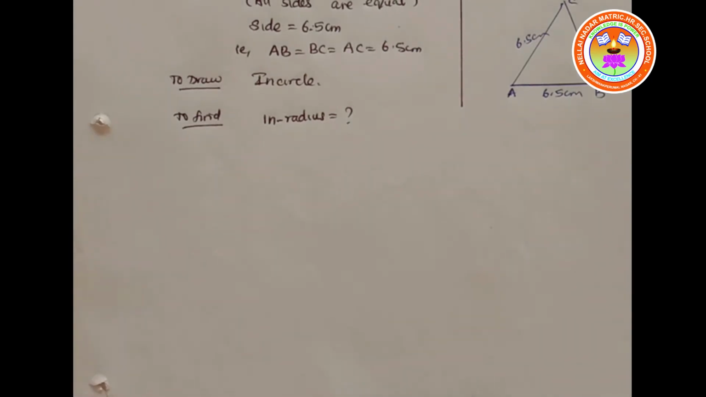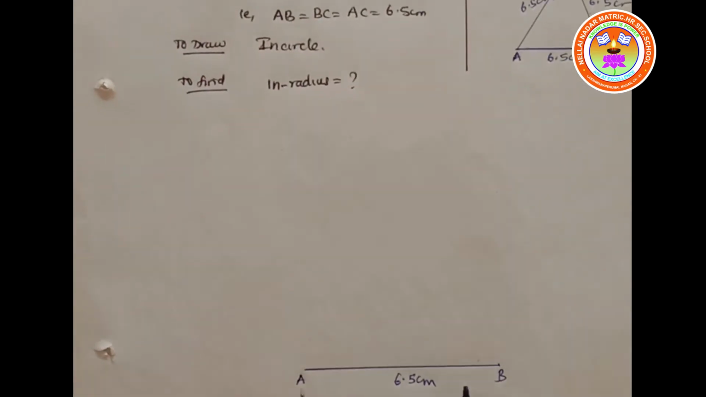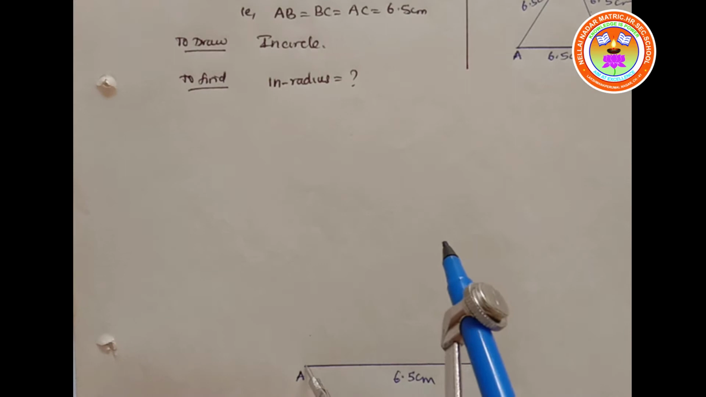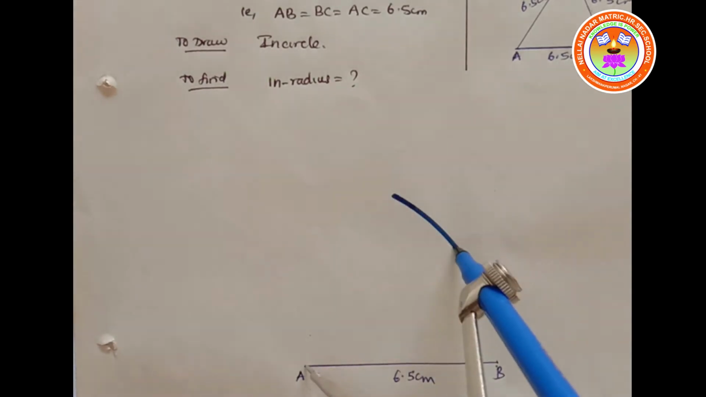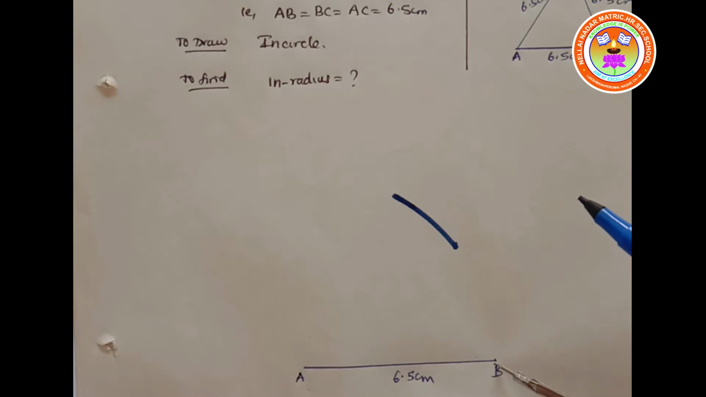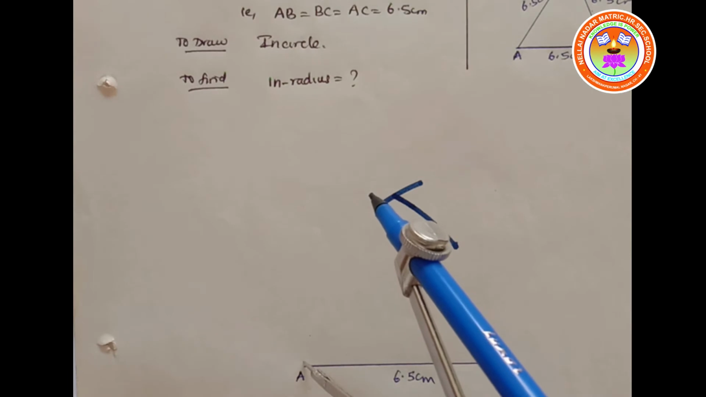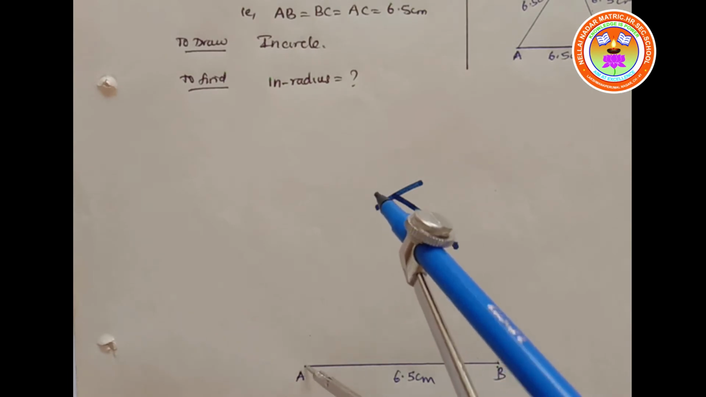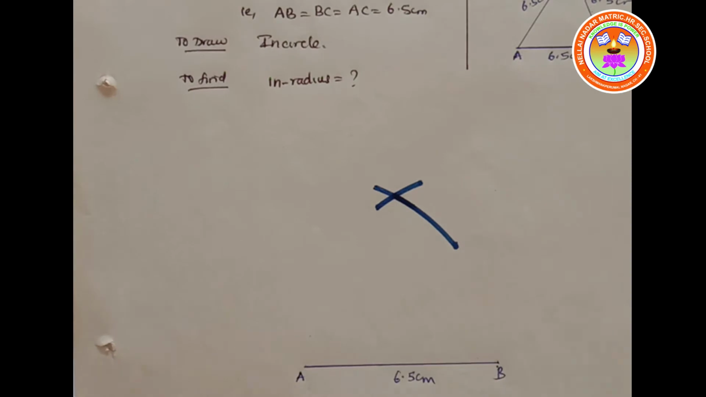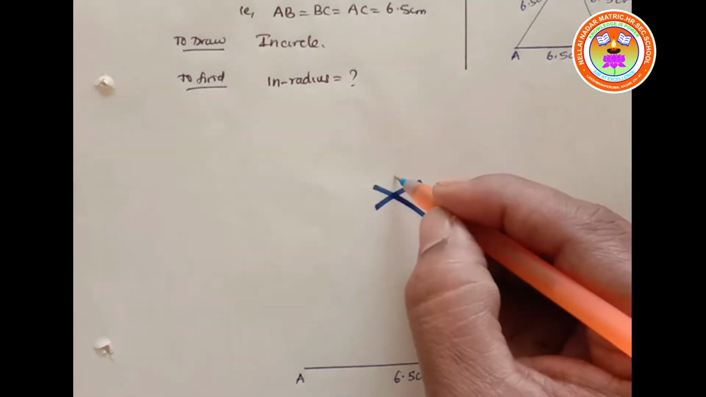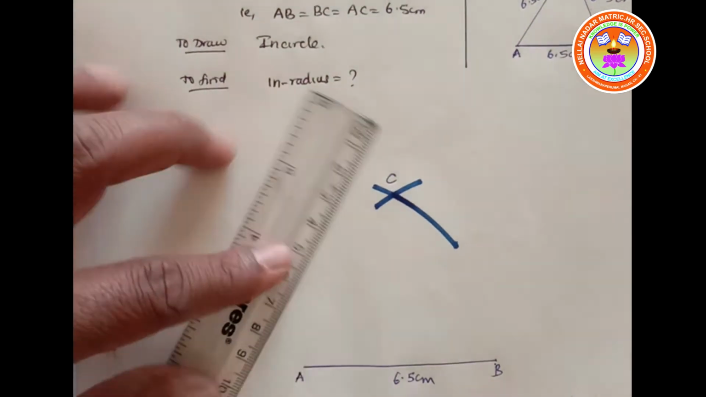Now construct the angle bisector. Then first you have to draw a triangle, AB equal to 6.5 centimeter. Right. Now in an equilateral triangle, all sides are equal with the same measurement. I am going to keep A as center and draw an arc of exactly 6.5 centimeter. From B also, from vertex B you are going to cut the previous arc. Both the intersecting arcs meet at point C.